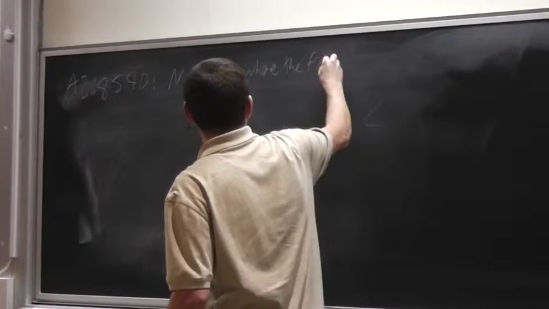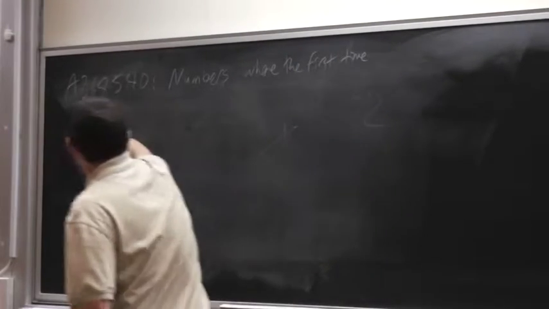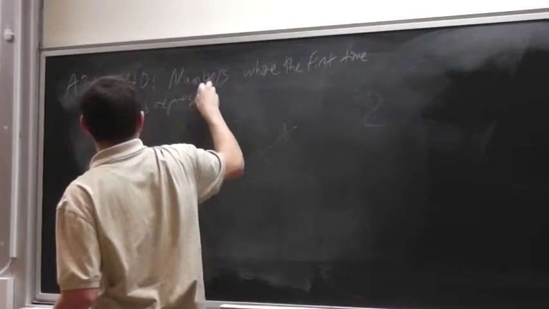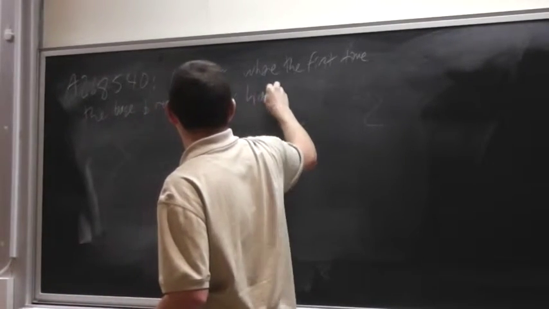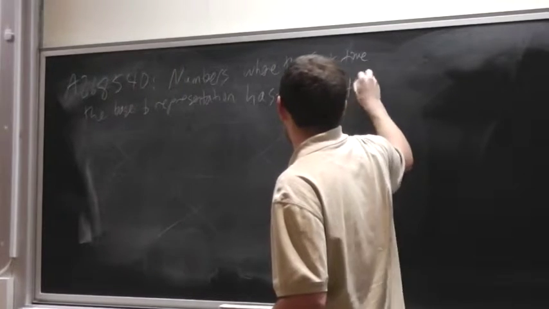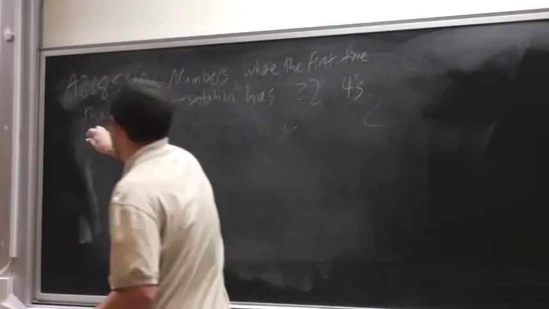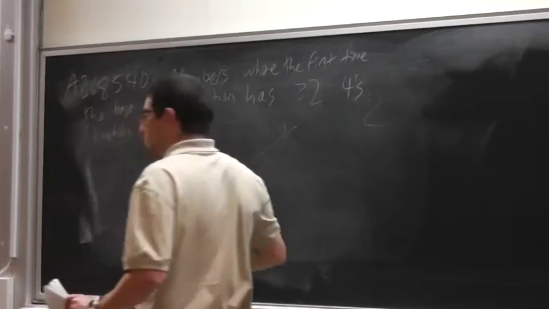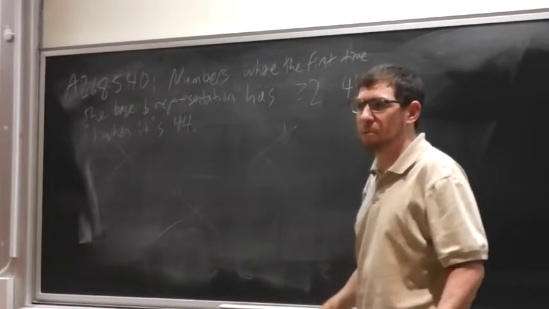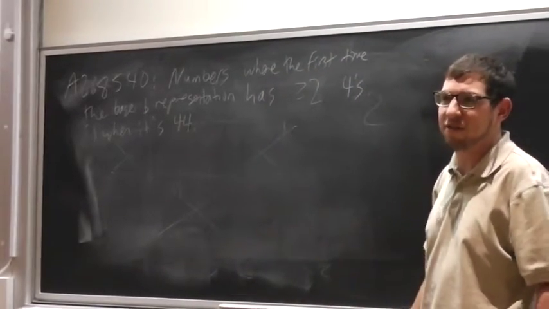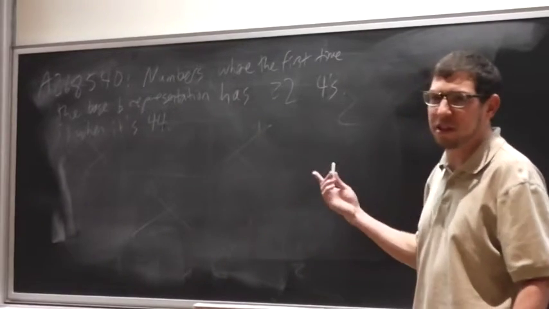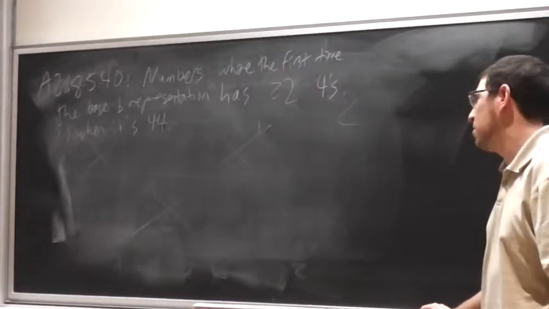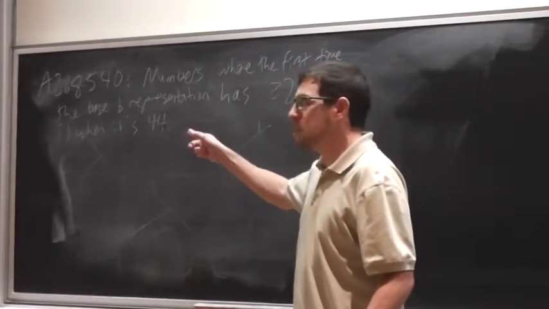where the first time the base B representation has at least 2 4s is when it's 44. And there's a decent number of these up through 10,000, including some numbers very close to 10,000. But of course, representations like in base 3 of these numbers don't have that many digits. Or I guess base 5 is the first one that's relevant here. So there's not that many digits in these numbers. But these numbers are pretty common even up to that level.